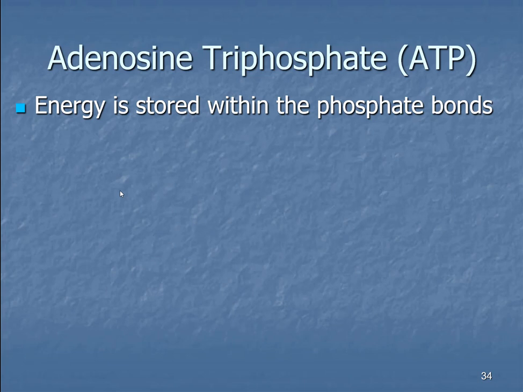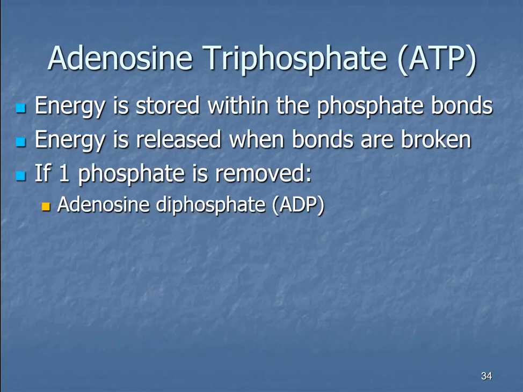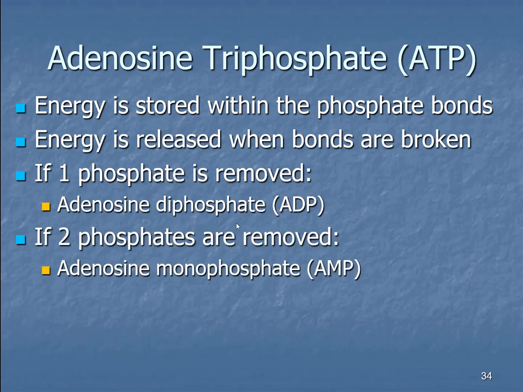All right, so energy is stored within the phosphate bonds. Energy is released when the bonds are broken. So if one phosphate is removed, you're left with what's called adenosine diphosphate because there's only two left. If you remove two, you could end up with adenosine monophosphate. But the most common reaction is this. One phosphate will be removed, you get the energy, and you're left with ADP and a phosphate.